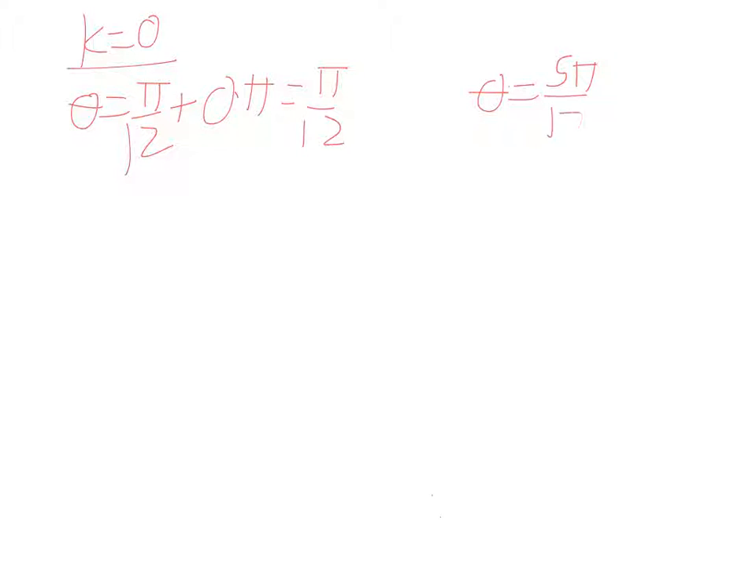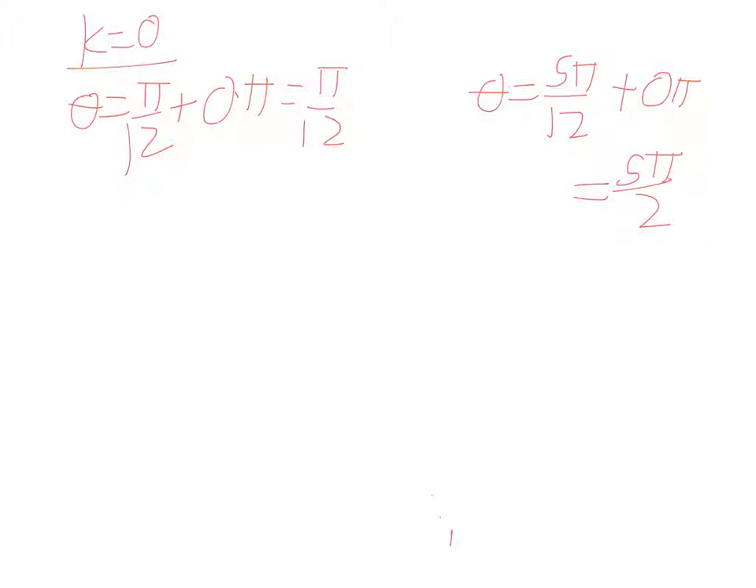Now, if you plug in 0 for k, you get, for the first equation, pi over 12 plus 0 times pi, which is just pi over 12. And for the second equation, you have 5 pi over 12 plus 0 pi, which is just 5 pi over 12. So you get the same equations we started with.